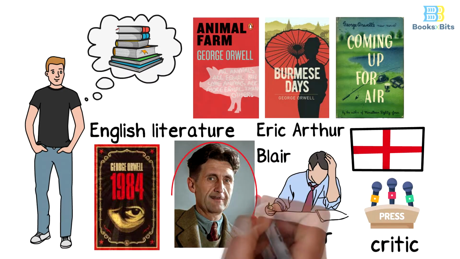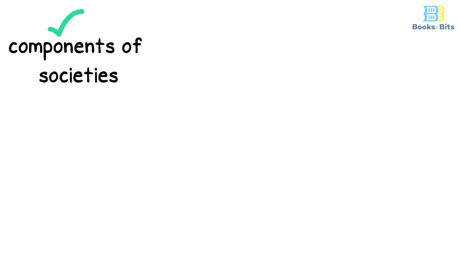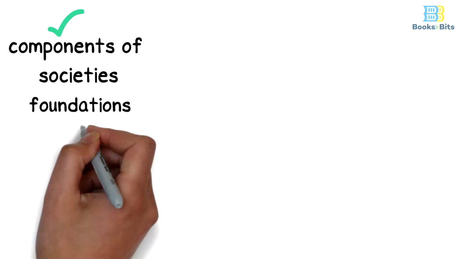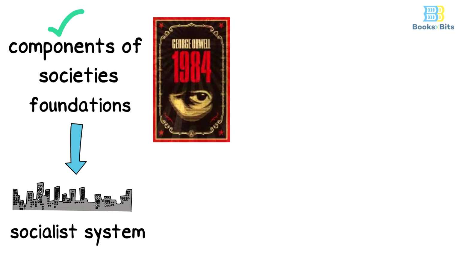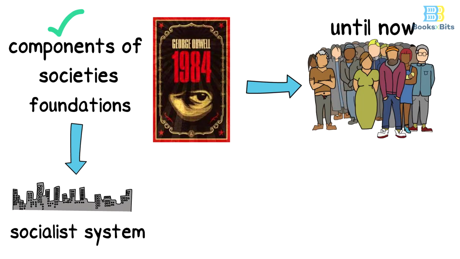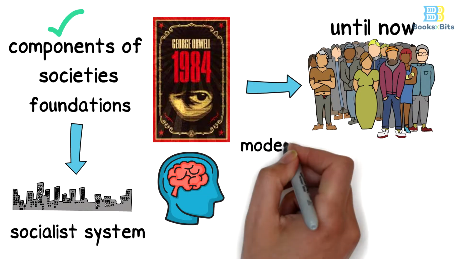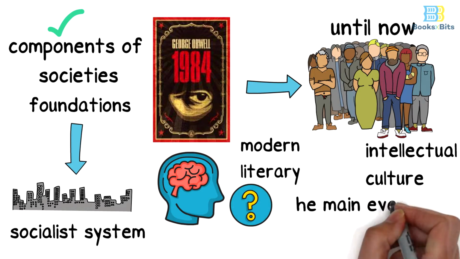Also, the novel 1984 did not achieve this distinction over a century ago because of the fame of the writer only, but the work also achieved wide spread because of its deep awareness of the components of societies, and the foundations on which the modern state is built, especially those societies that implemented the socialist system. The influence of Orwell's novel has continued in various aspects of social life until now because of the awareness that this novel brought to the modern literary and intellectual culture. So what are the main events of this novel?